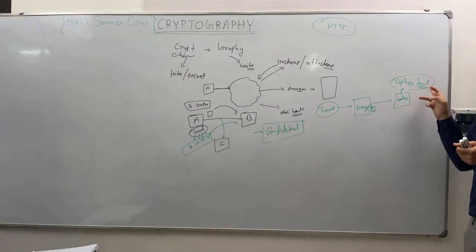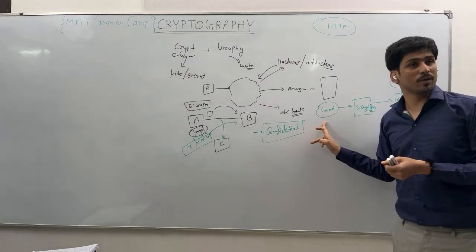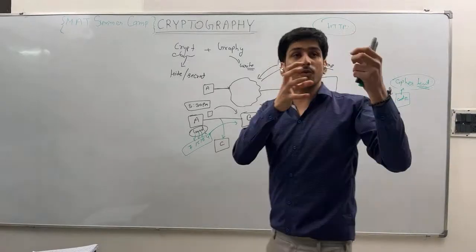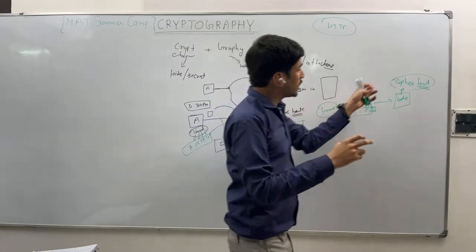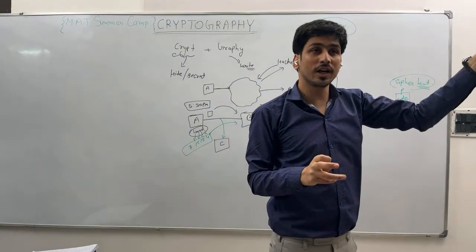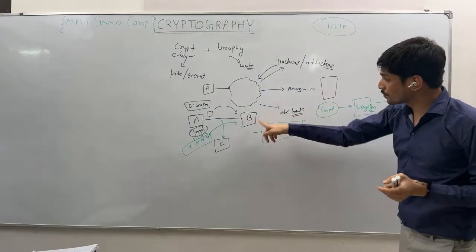Because this is in non-readable format and this is in readable format. So what they do is they convert that before they send to the receiver: they encrypt it. This ciphertext goes to the internet. Then this message goes to B.